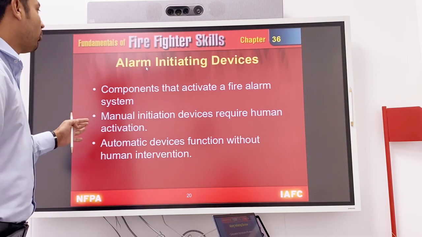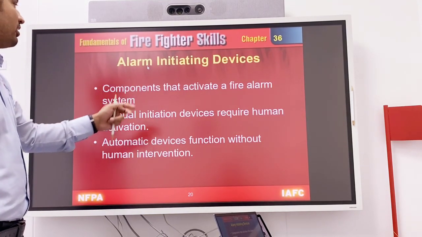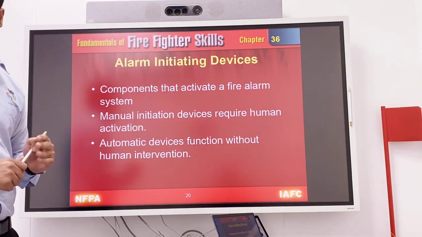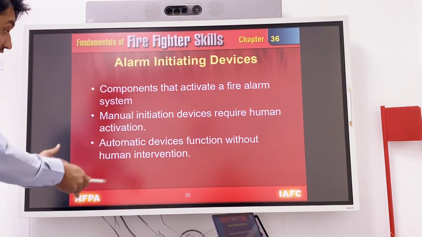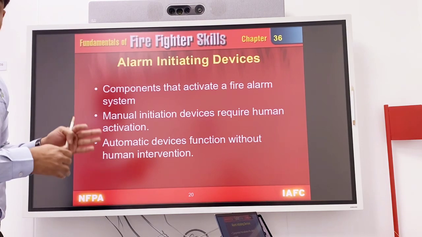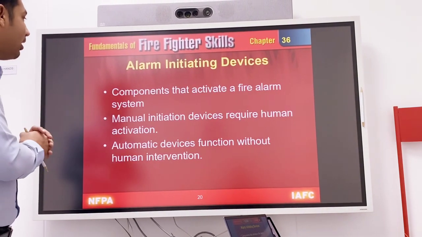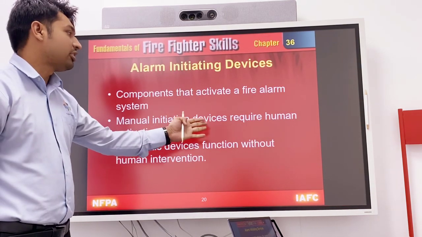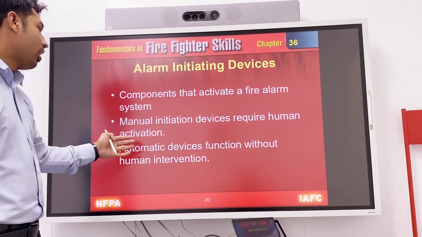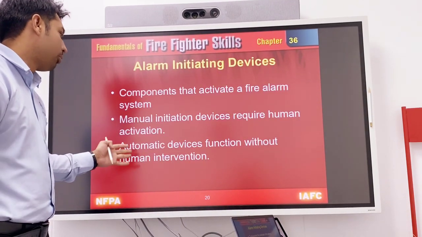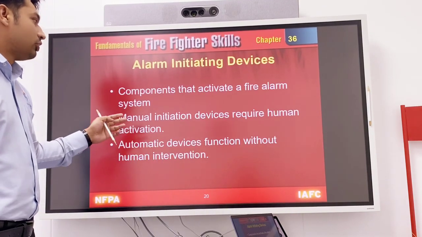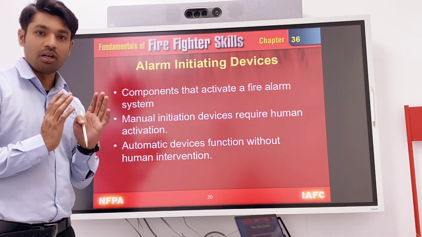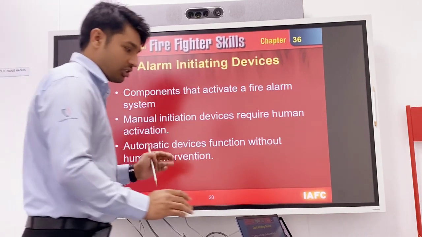Now we are moving to alarm initiating devices. When an alarm occurs, how do we check the alarm, how do we go there? These are the steps we follow so we know about the alarm system. The components that activate a fire alarm system: manual initiating devices require human activation, and automatic devices function without human intervention. We also have some panels which focus the alarm systems, so we will discuss these panels.